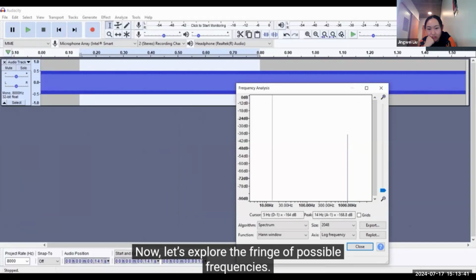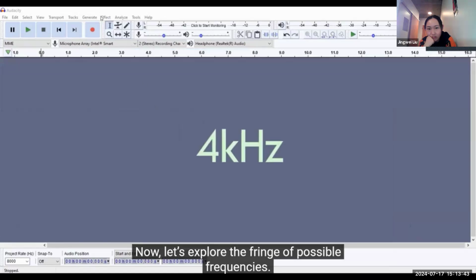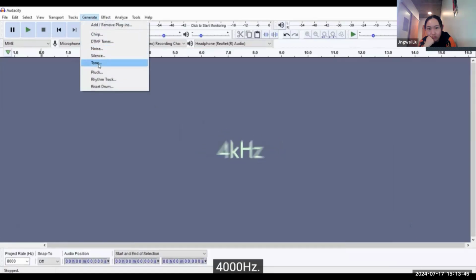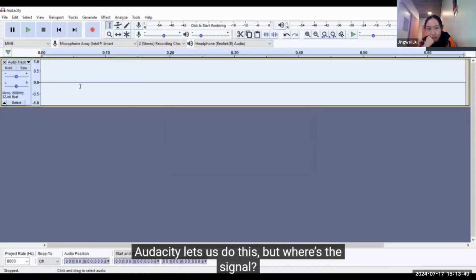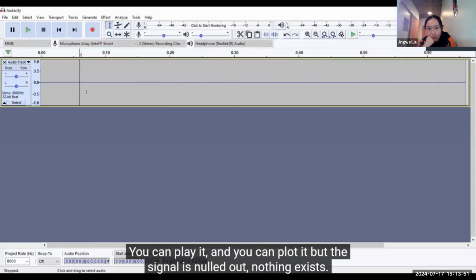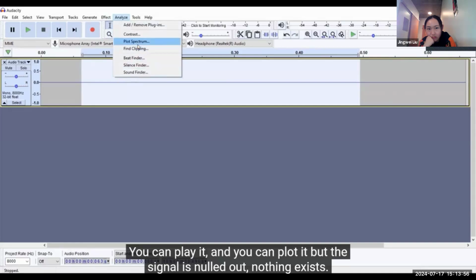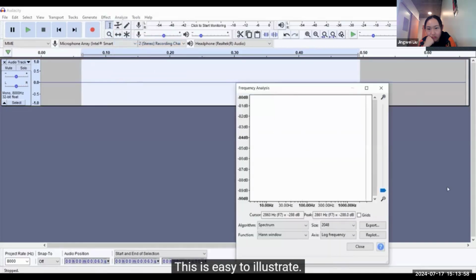Now let's explore the fringe of possible frequencies. 4,000 Hz, exactly half the sampling rate. Audacity lets us do this, but where's the signal? You can play it and you can plot it, but the signal is nulled out. Nothing exists. This is easy to illustrate.